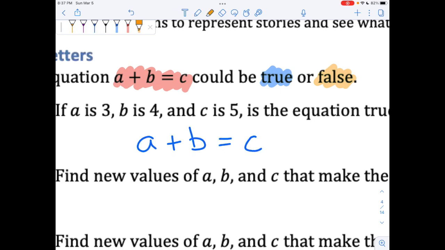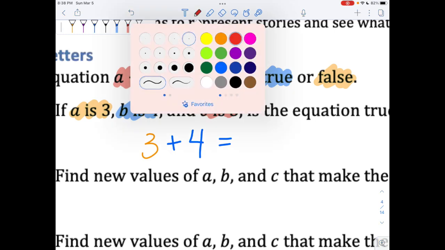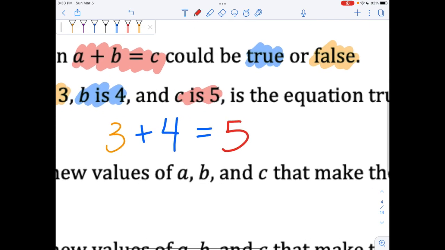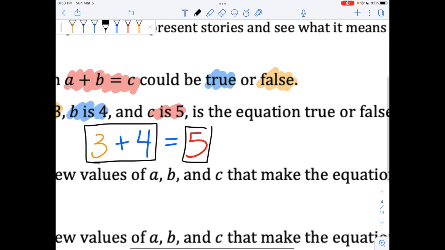It says a is 3, so I'm going to erase my a and write 3. It says b is 4, so I'm going to erase my b and write 4. And it says c is 5, so I'm going to erase my c and write 5. Is this statement true or false? Does 3 plus 4 have a value of 5? And we would say no. That's false. Please copy this onto your paper.